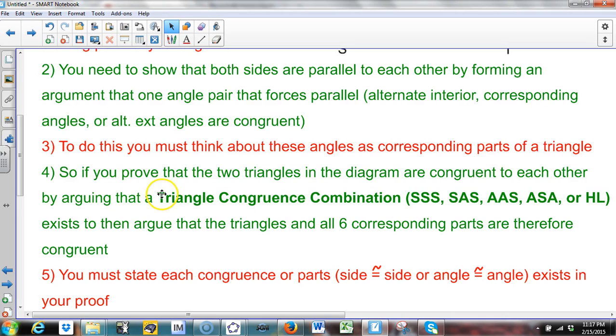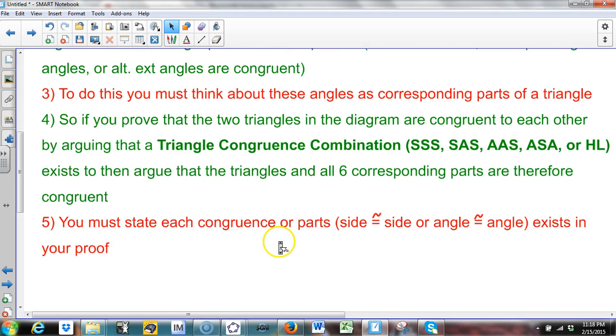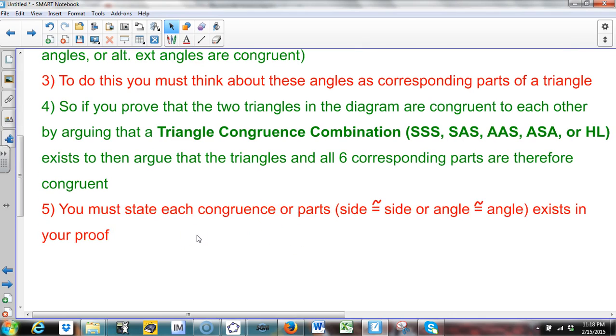So if you prove the two triangles in the diagram are congruent to each other, you have to be arguing that there's a triangle congruence combination, right? Like side, side, side. All three sides have to be congruent to each other. Maybe you have two sides congruent to each other and the angle between them is congruent in both triangles. Then you have congruence. Angle, angle, side, angle, or HL theorem if you have right triangles. You have to prove that they exist, and therefore the triangles are congruent and all six corresponding parts are therefore congruent.